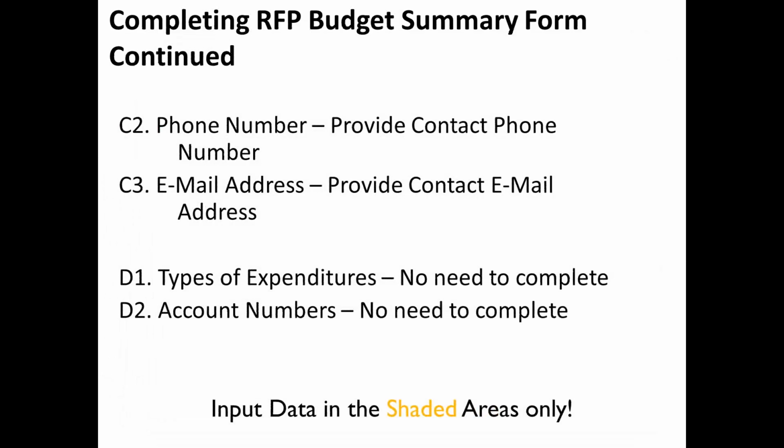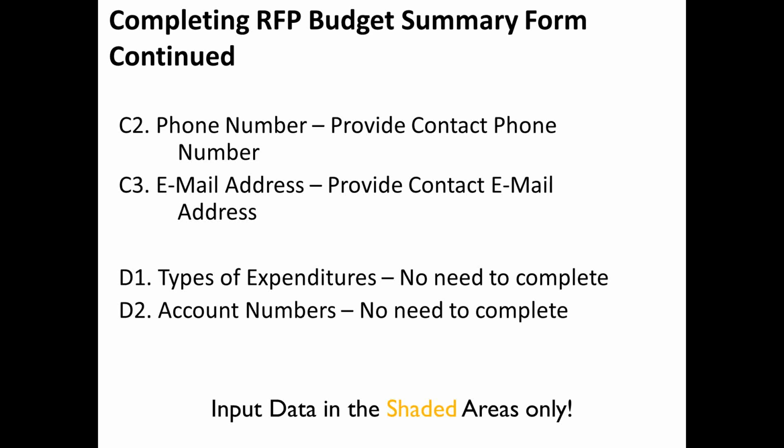Again, we want to complete the shaded areas of the document. One of the shaded areas is a phone number, so you want to provide a contact phone number. The contact phone number should be for someone who can answer questions regarding the RFP budget, along with an email address. Again, that person's email and contact phone number should be of a person who can answer questions as they relate to the completion of the RFP budget summary form.